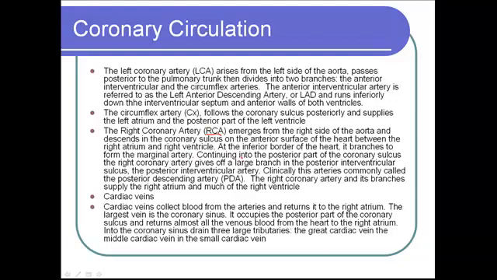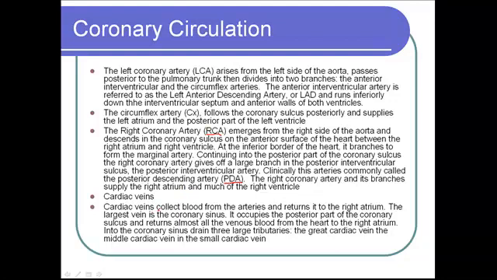Continuing into the posterior part of the coronary sulcus, the right coronary artery gives off a large branch in the posterior interventricular sulcus, the posterior interventricular artery. Clinically, this artery is commonly called the posterior descending artery, or PDA. The right coronary artery and its branches supply the right atrium and much of the right ventricle.